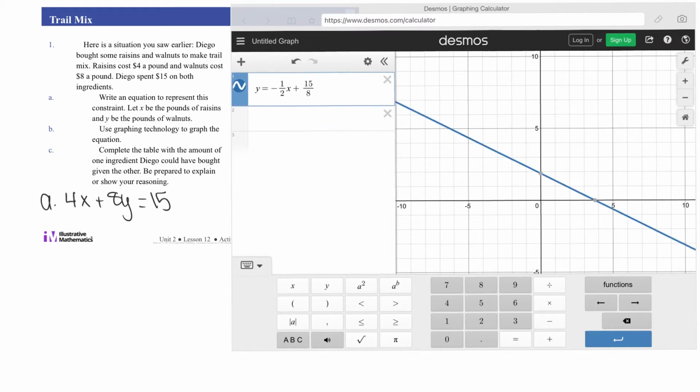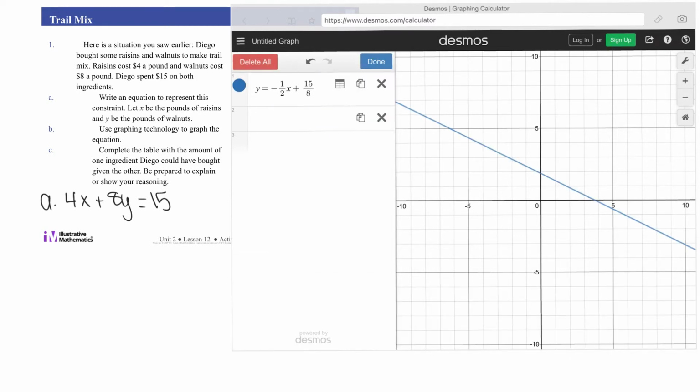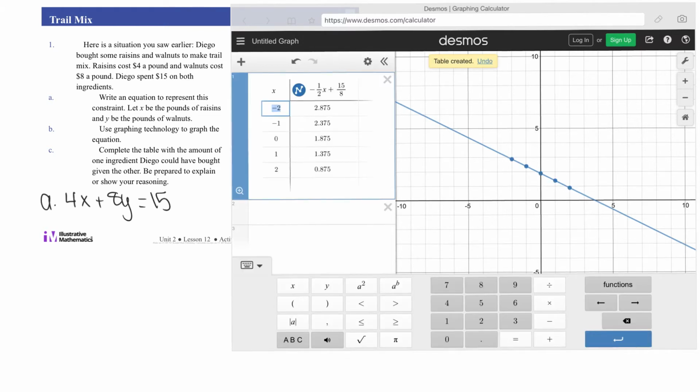We're going to go up to this equation. We're going to hit settings. And here you're going to see the option to create a table. So I'm going to click on that table. Now you guys can see that -2 has a value of 2.875. -1 is 2.375. I can change any of these numbers I would like to.